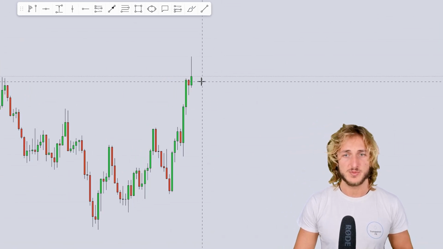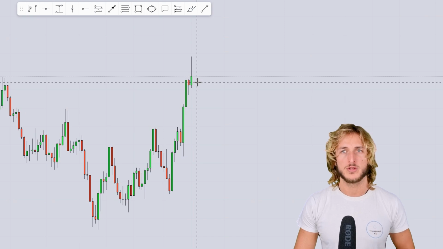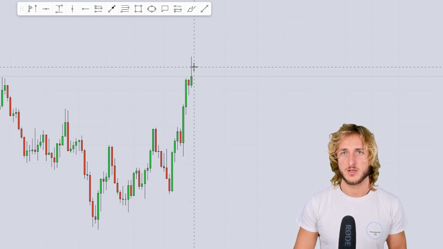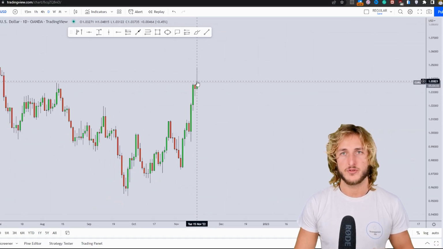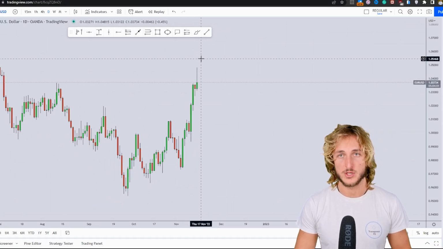Now, in this specific moment with this structure, we really don't have anything interesting. We know that on the monthly and weekly, we are a bit overextended and we need a move lower. However, on the daily time frame, everything is still suggesting more bullish continuation.